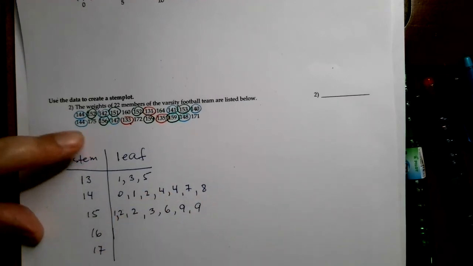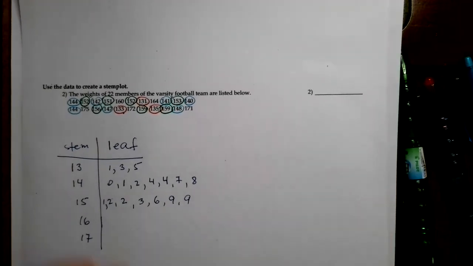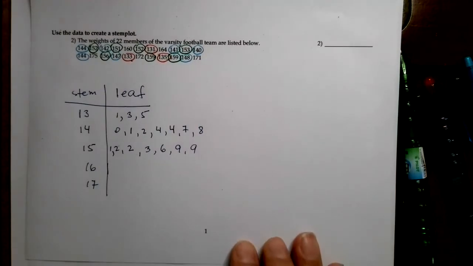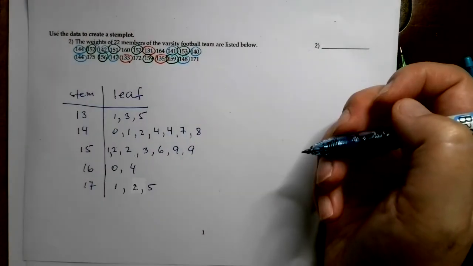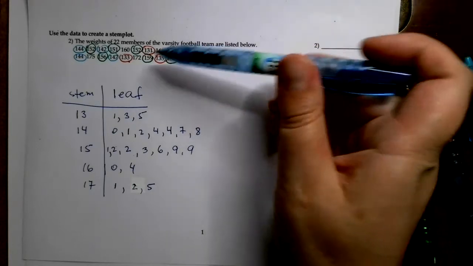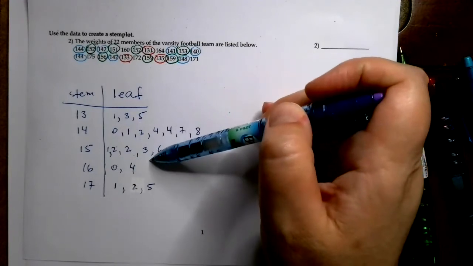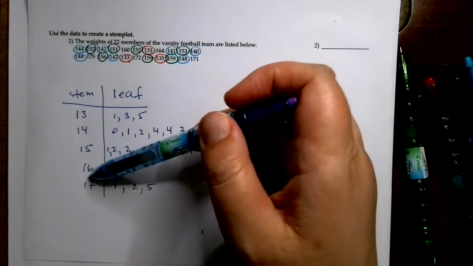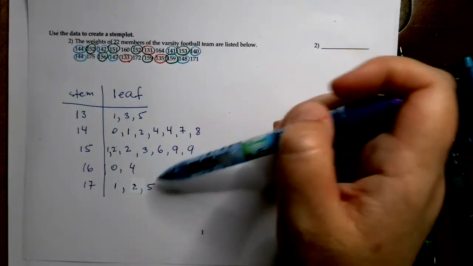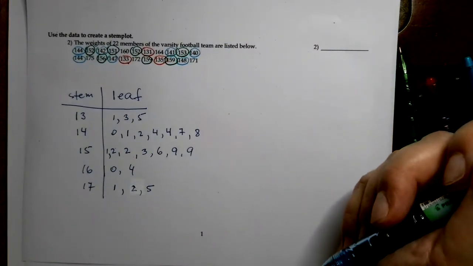And you can pause here and try to finish filling it out by yourself. All right, so this is what I got. We had 5 values left, and 2 of them started with 16, and 3 of them started with 17. Okay, so this is a complete stem and leaf plot.